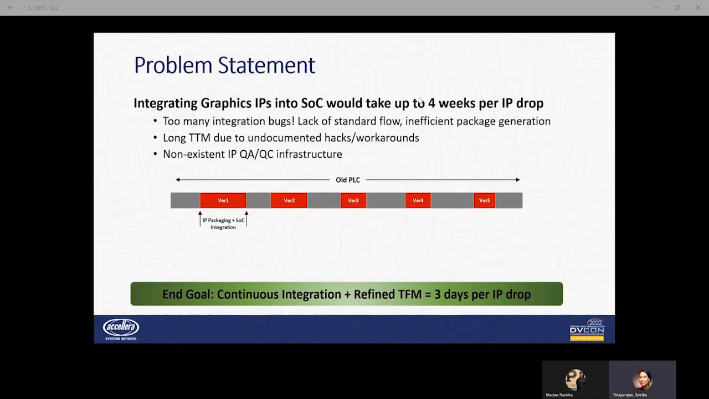Our bottom line was to develop a mechanism to package an IP through a continuous integration, always alive system. This, of course, required a refined tool, flow, and a methodology, and with the goal of reduced time to market.